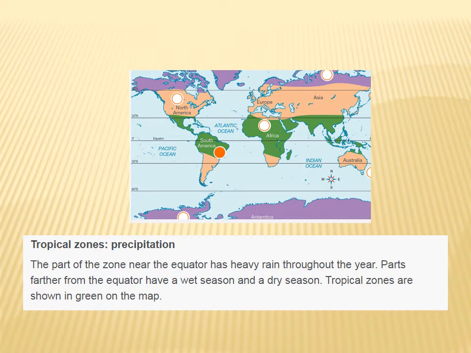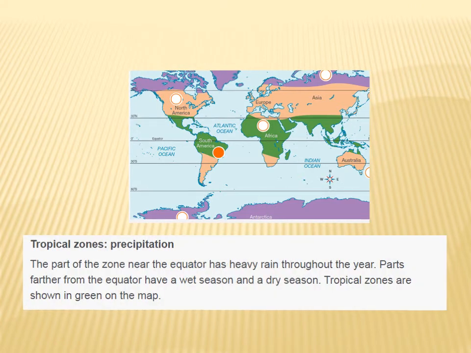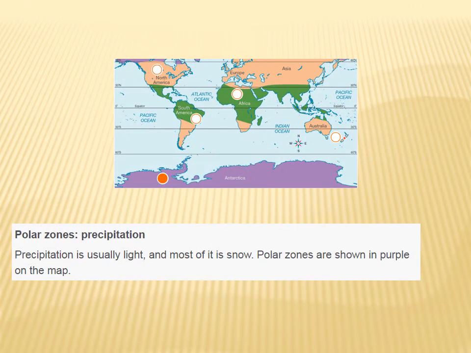Tropical zones again. The part of the zone near the equator has heavy rain throughout the year. Parts farther from the equator have a wet season and a dry season. Tropical zones are shown in green on the map. South America. Polar zones. Precipitation is usually light and most of it snow. Polar zones are shown in purple on the map. Antarctica.